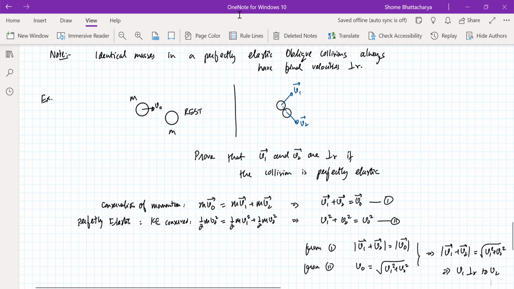It's only for two equal masses. Yes, exactly. They have to be identical masses. Otherwise, you can see the equations 1 and 2 will not be of that type. If the masses are different, then it varies according to the situation.